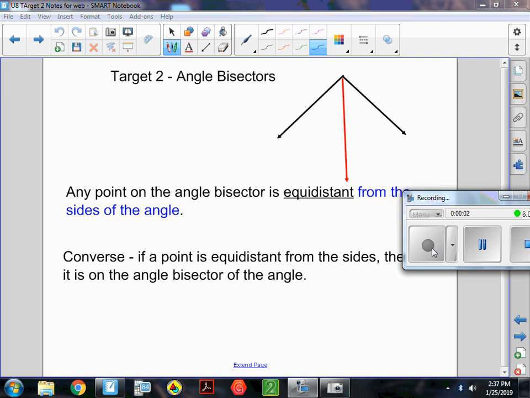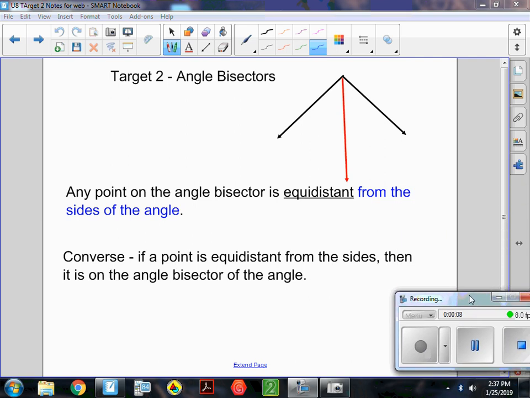Okay, Unit 8, Target 2, talks about angle bisectors and angle bisectors in a triangle. So, any point on an angle bisector is equidistant from the sides of the angle. That's a theorem. So there's an angle bisector as shown by the red congruent marks there.